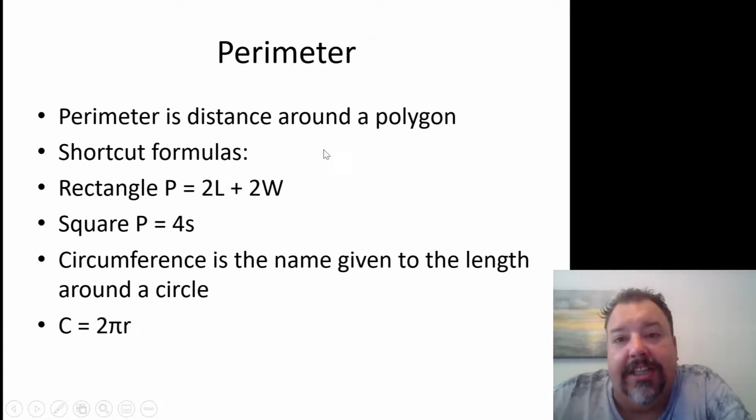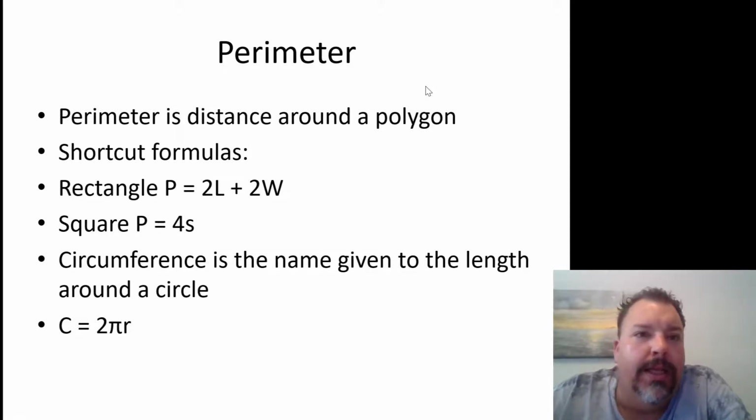All right, in the next section here, we're going to start talking about perimeter, circumference, and the area for different figures. So perimeter is going to be the distance around a polygon. We just add up the sides. So, for any polygon, you can find the perimeter. Just add up all the sides that you have.